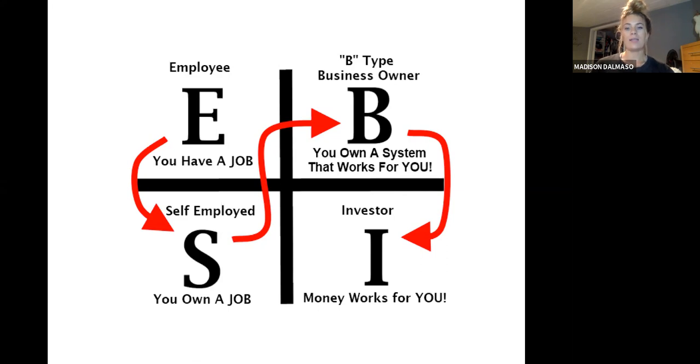So she says, okay, I need to move over to the B quadrant. Now she's a business owner. So she owns a system that works for her. So now Margaret said, okay, I'm gonna bring in different hairstylists.